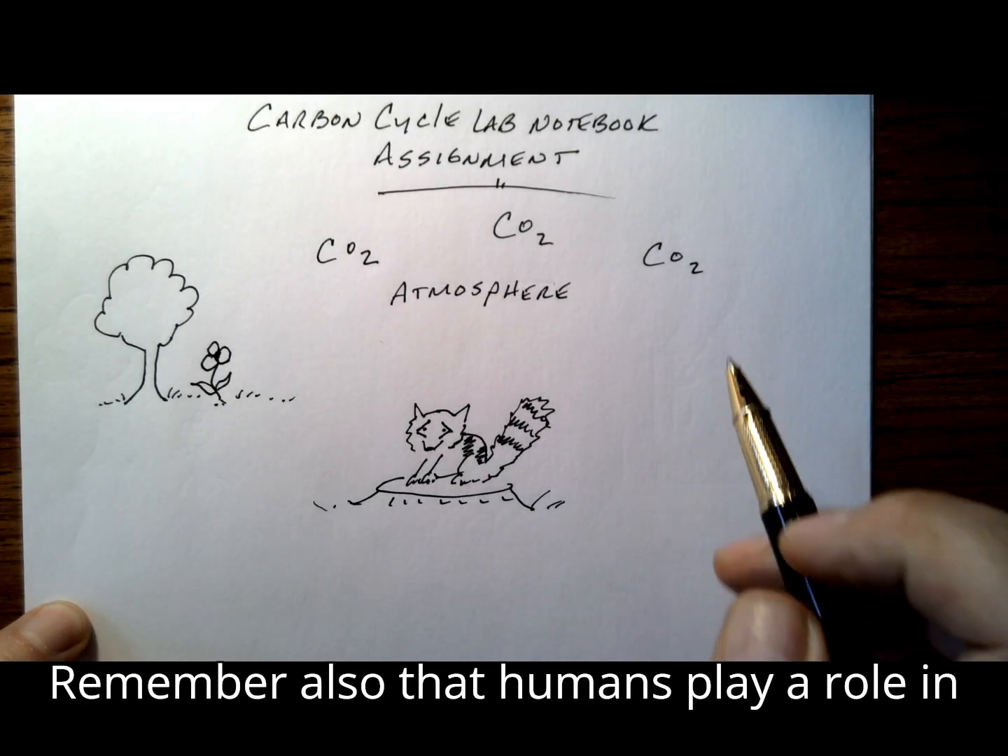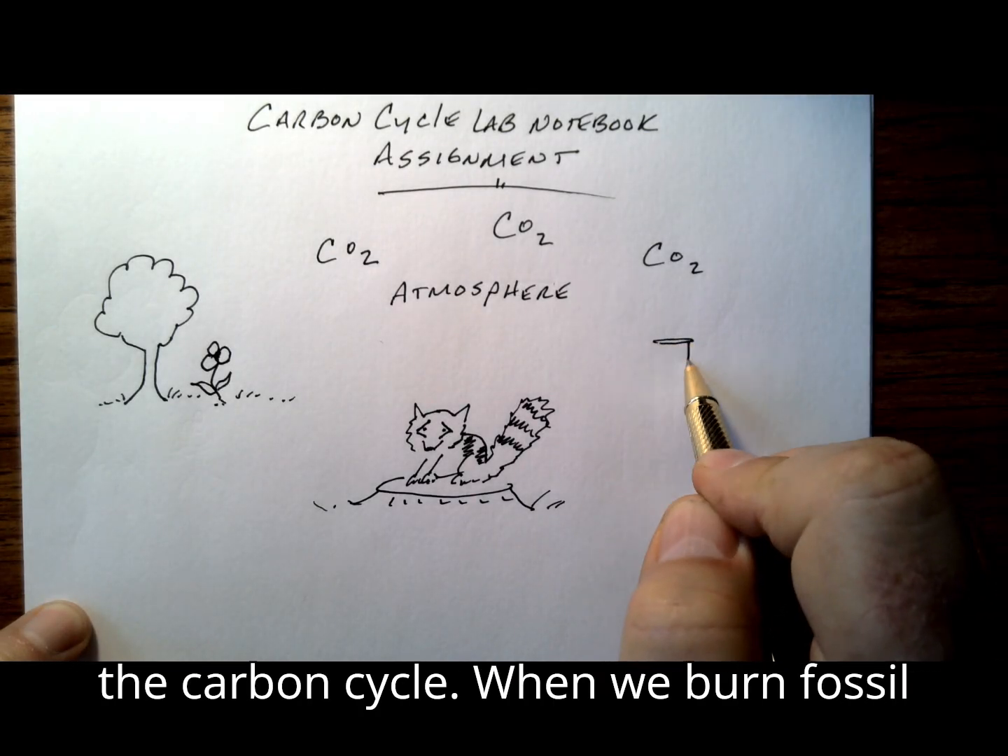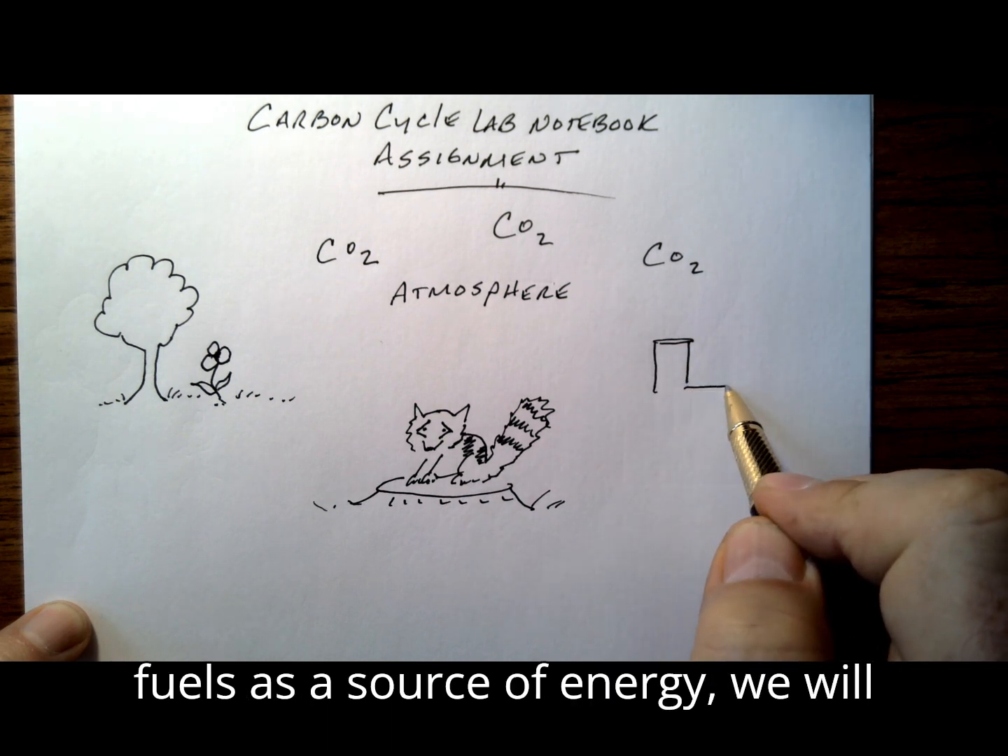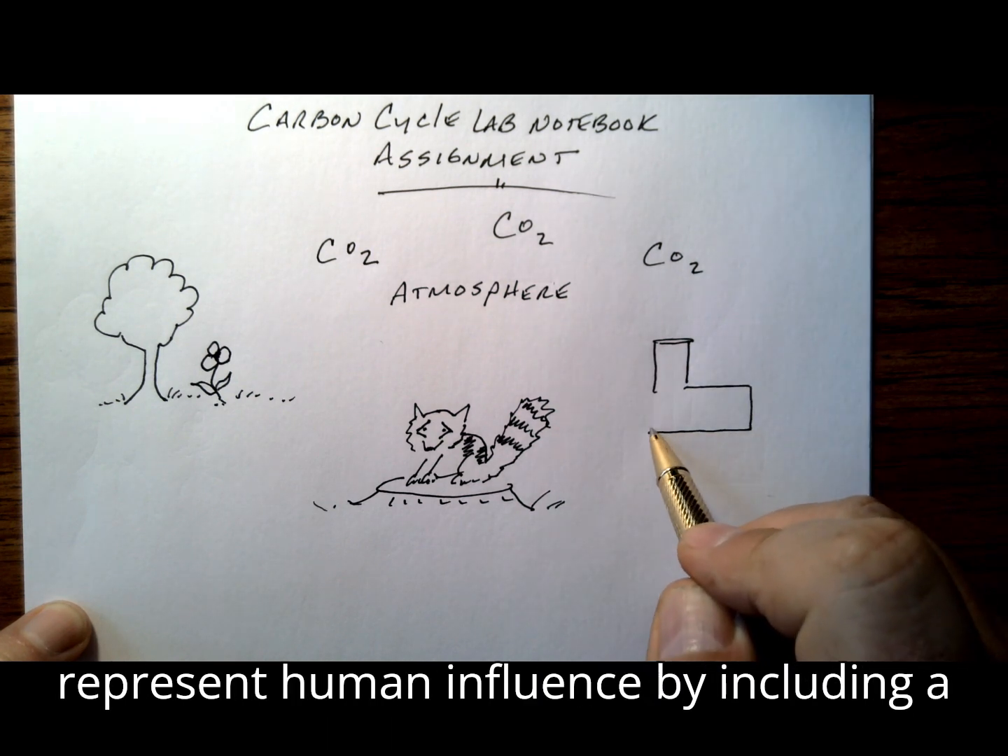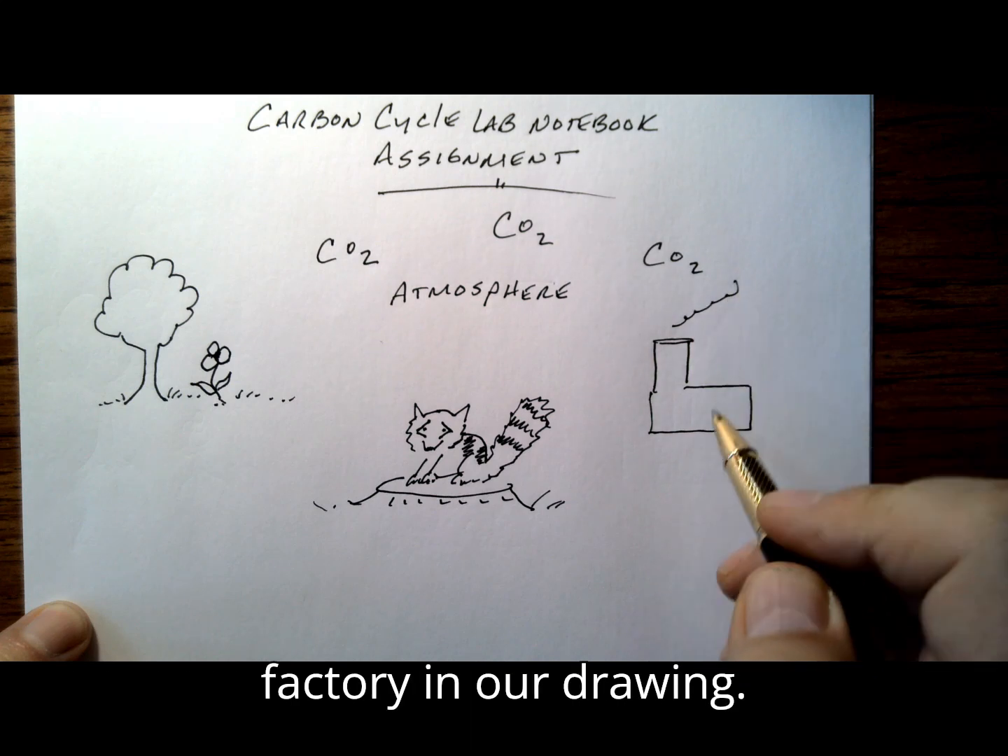Remember also that humans play a role in the carbon cycle when we burn fossil fuels as a source of energy. We will represent human influence by including a factory in our drawing.